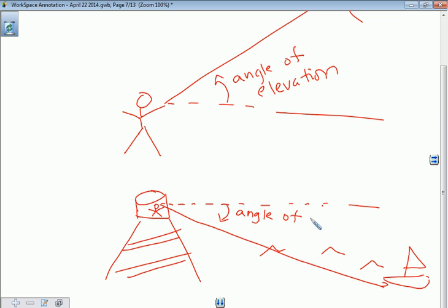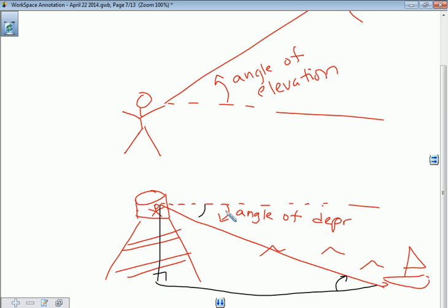depression. And the great thing about angle of elevation and angle of depression is when we draw in the triangles that we can draw in, we see that they end up being the same. Like the angle of depression going down to the sailboat would be the same as the angle of elevation going up.